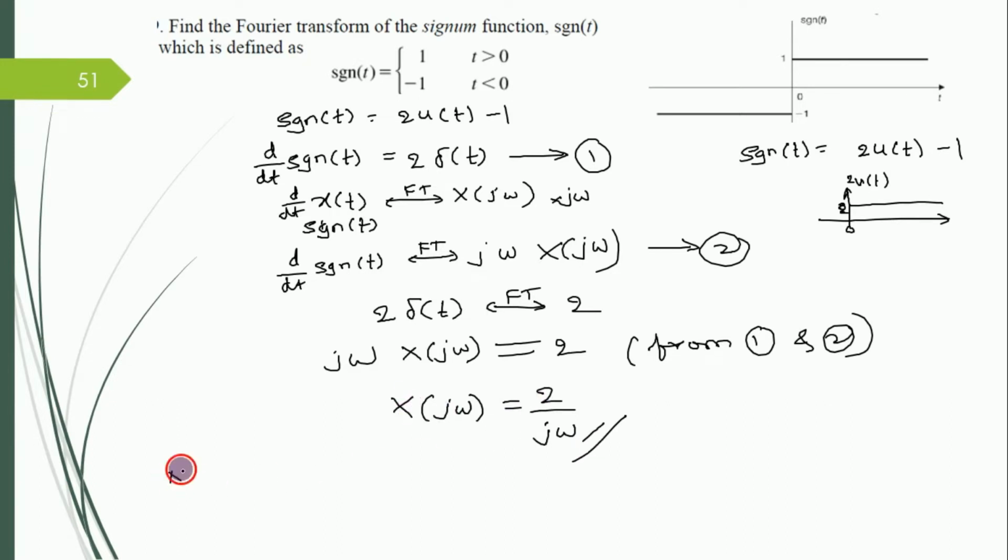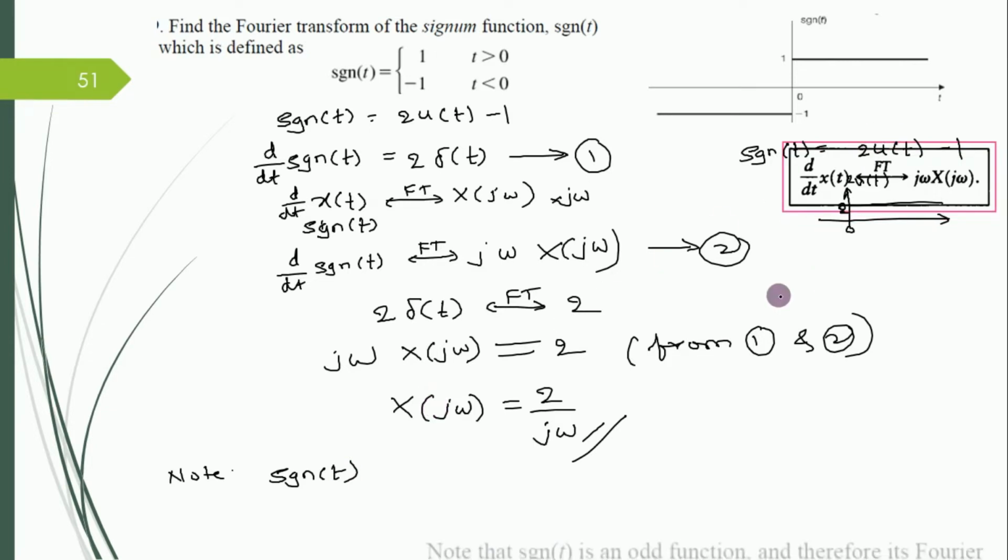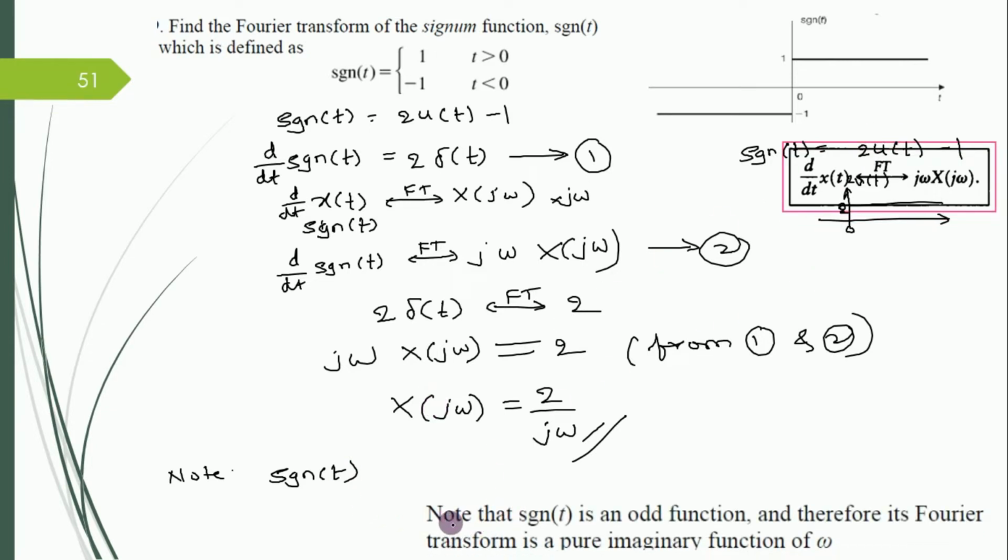So here you need to note the Signum function and its Fourier transform pair. Note that the Signum function is an odd function and therefore its Fourier transform is a pure imaginary function of omega. It's a pure imaginary function, and you know that the Signum function is an odd function. It's anti-symmetrical. We have studied this in symmetry properties, so you should be able to relate everything. Then only you can enjoy this subject. So this is all about the Signum function's Fourier transform.